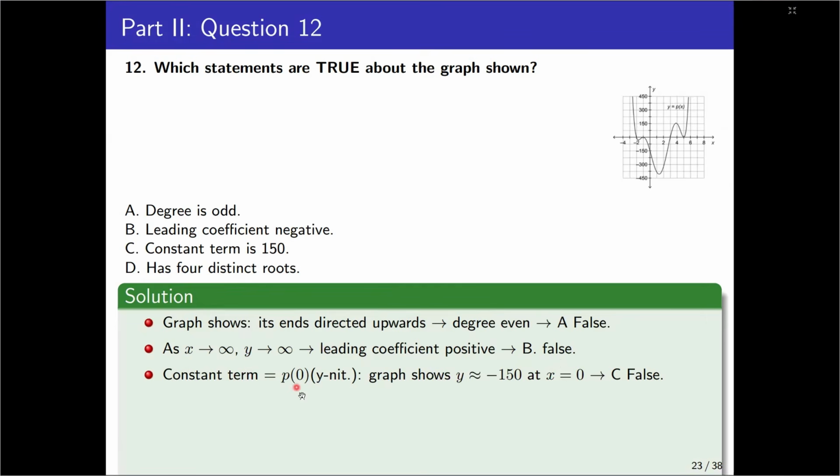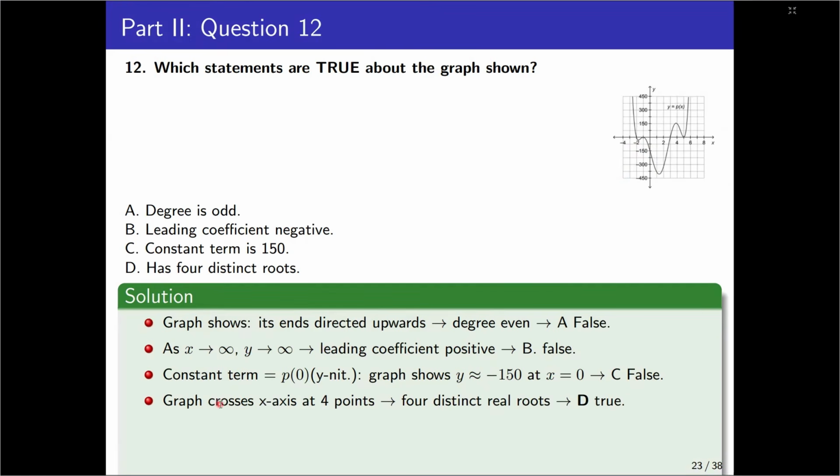C, the constant term is P of 0, that is the y-intercept. That means the y-intercept is the point at which the graph of the given function crosses the vertical axis. It is just below the x-axis, which is approximately negative 150. It is not positive 150, so C is also false.